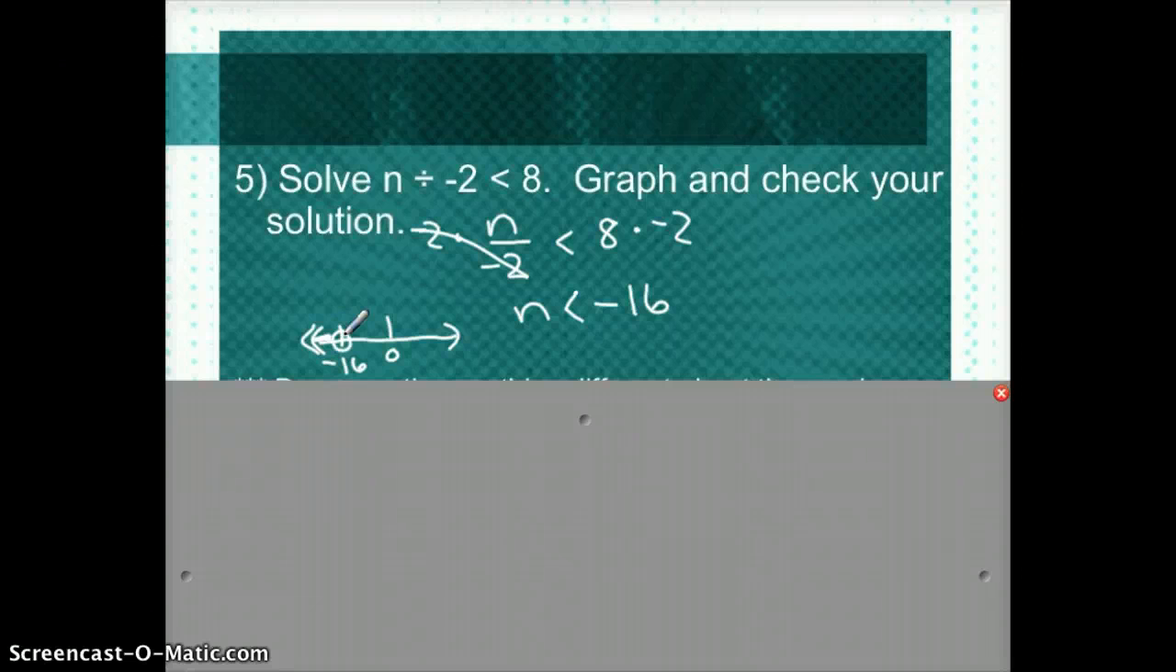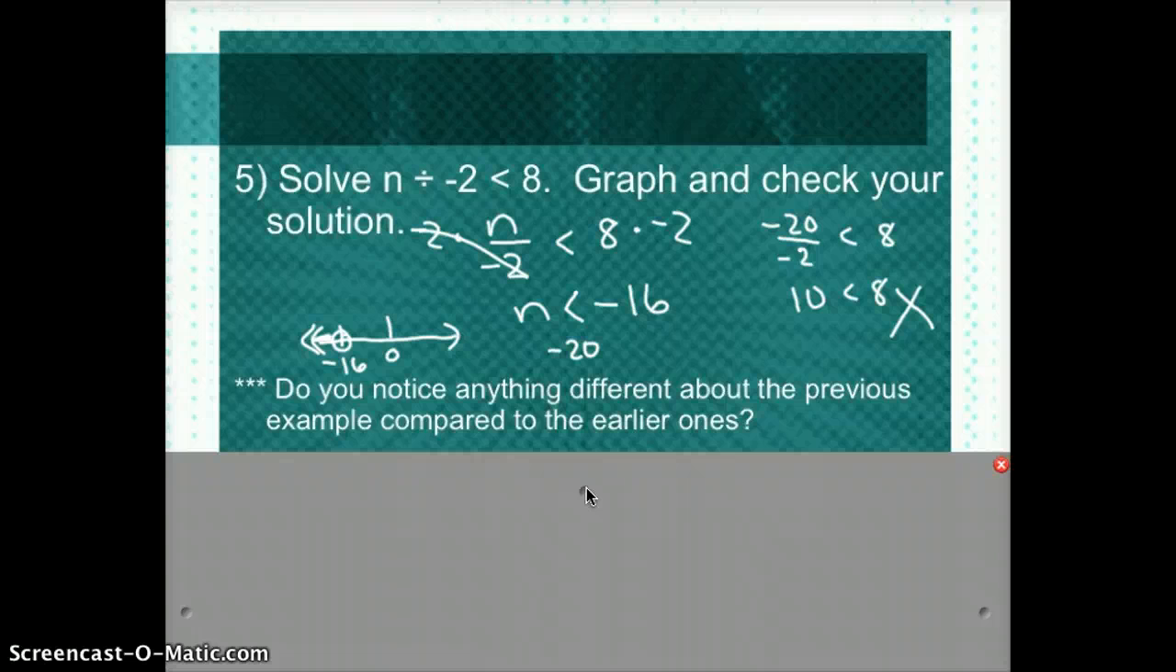All right, but when I check this out, like a number that's less than -16, I might try out -20. Unfortunately, 0 doesn't work in here this time. So -20 divided by -2, I want to know if that's less than 8. Well, negative divided by negative is a positive. Is 10 less than 8? No, this time it's not checking out.